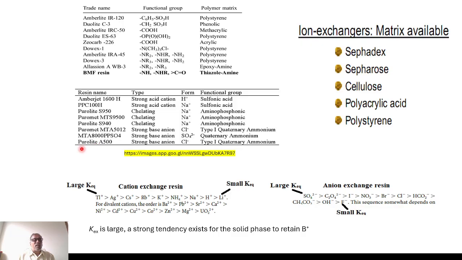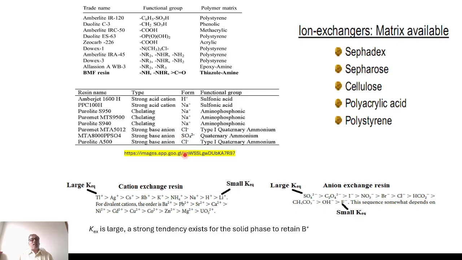Whereas for an anion exchanger, you can see Purolite A500. It's a very strong base anion exchanger. So here the functional group is a quaternary ammonium salt. So that is the functional group, whereas the diffusible ion or counter ion is Cl-.